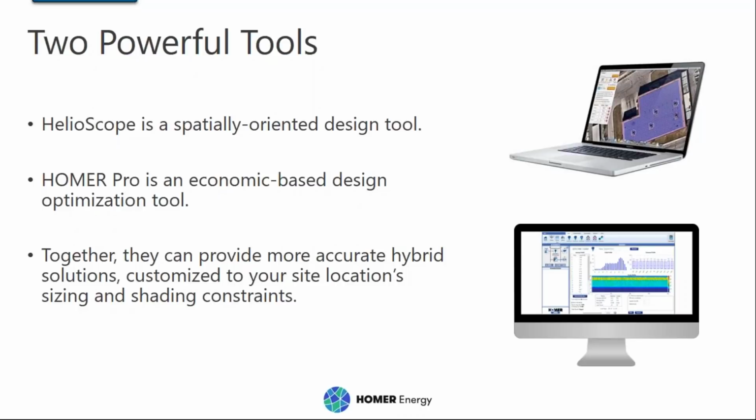And HOMER Pro can do some PV modeling as well, but HOMER Pro really, its strengths are the economic focus on the hybrid technologies and how these technologies can serve your load for the best price. And HOMER Pro is an economic optimization as opposed to a spatial optimization. So HOMER Pro cares more about the economics than the site's shading or space constraints.